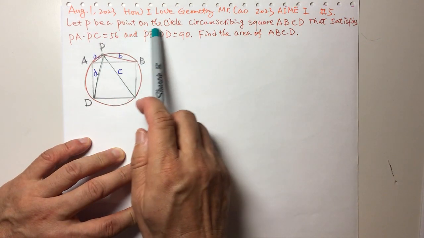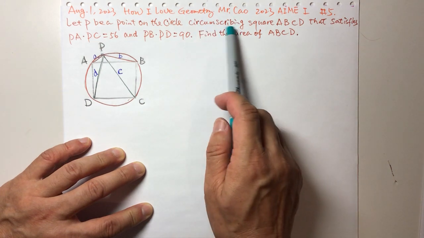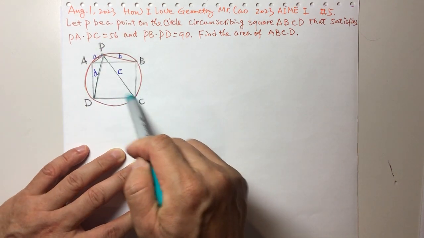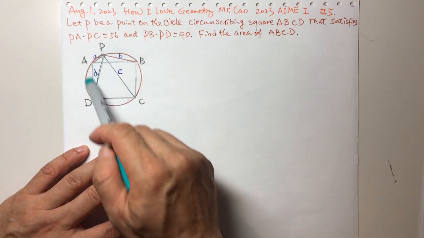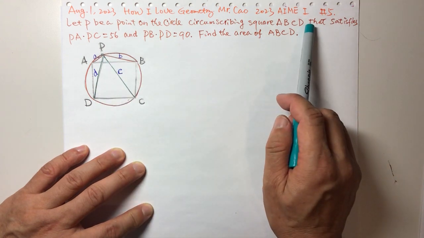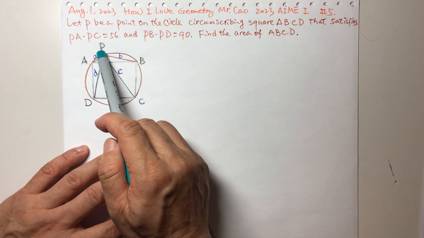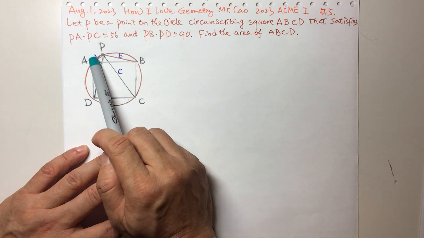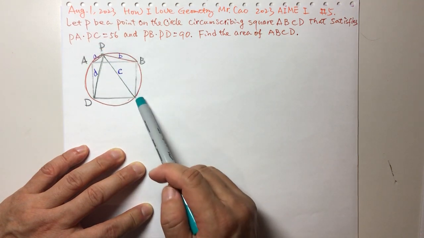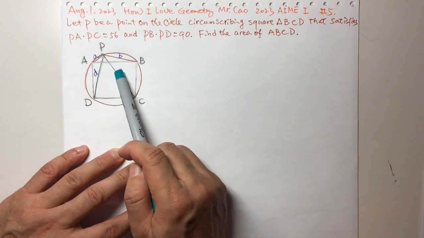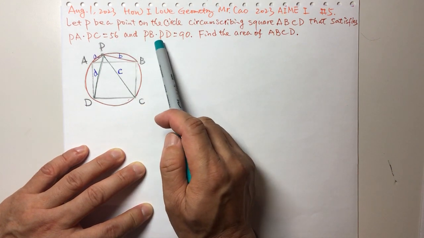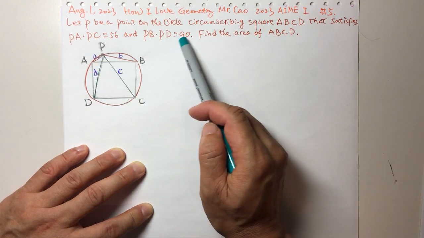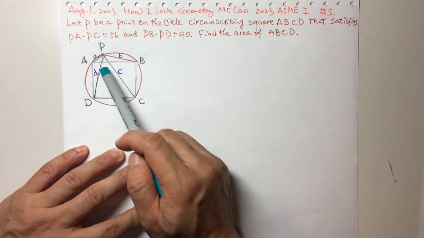Let P be a point on the circle circumscribing square ABCD. Circumscribed. So here is P, on the circumscribed circle, that satisfies PA times PC, so connect P and C, equals 56, and PB times PD equals 90. Find the area of ABCD.